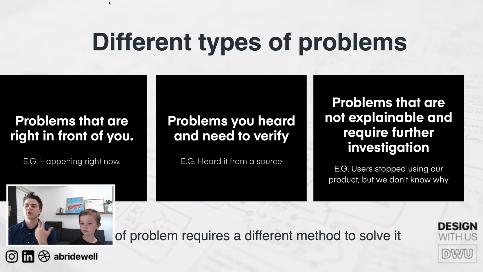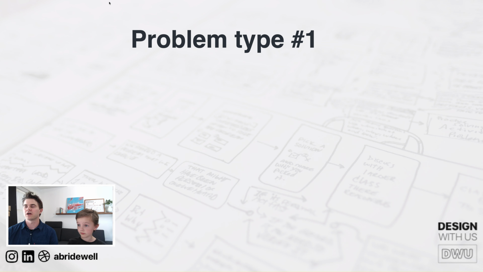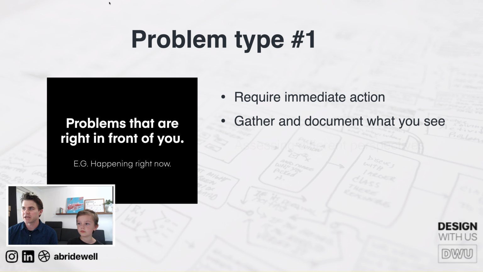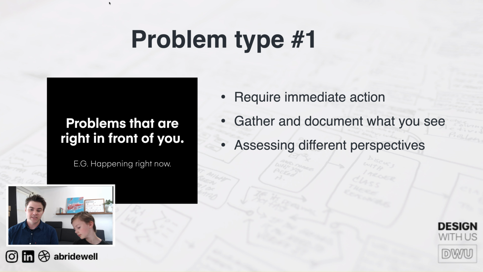So each of these problems requires a different method to solve it, and we're going to talk about that today. So problem number one, this was that problem that was right in front of you. Oh boy, so this is that problem that requires immediate action. You have to gather and document what you see. So let's just say I see this problem.